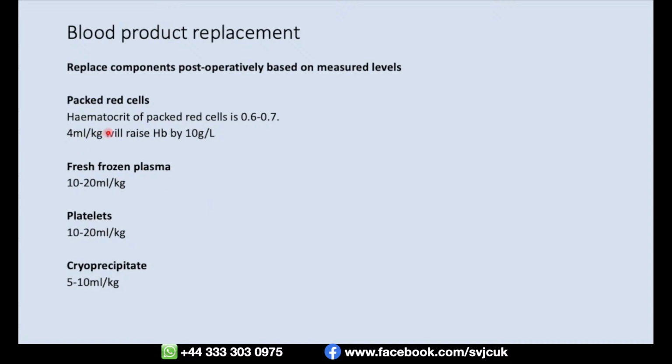So we say that 4 mils per kilo of packed red cells will increase the hemoglobin by about 10 grams per litre, or 1 gram per decilitre, depending on what your units are. And then these are the often quoted volumes for replacement of these various components. 10 to 20 mils per kilo of FFP, 10 to 20 mils per kilo of platelets, and a bit less for the cryo.